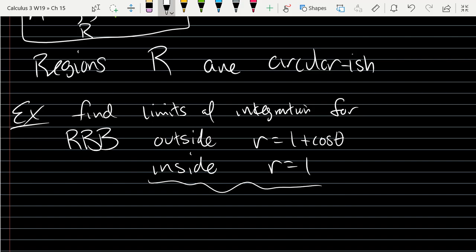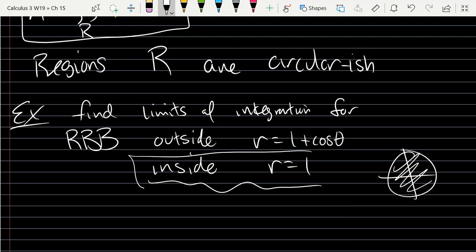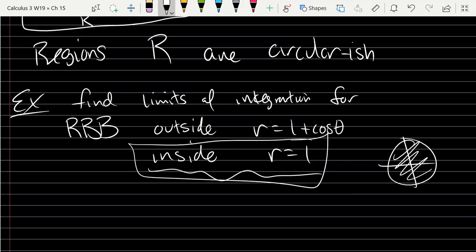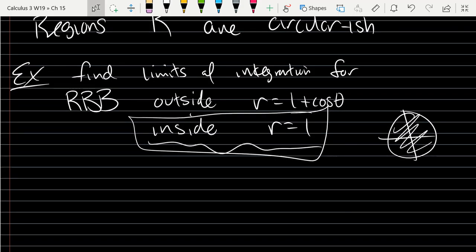So here I have an equality. Easy to draw, unit circle. I want to be inside the unit circle. What inequality could describe all this? So r could be 1 or less than 1. So r less than or equal to 1. So that's what it means to be inside the circle. Your radius is less than that.